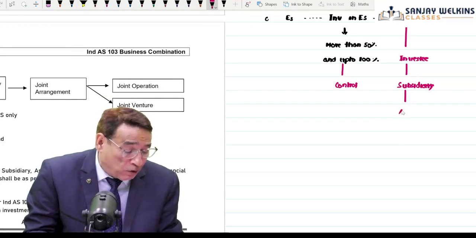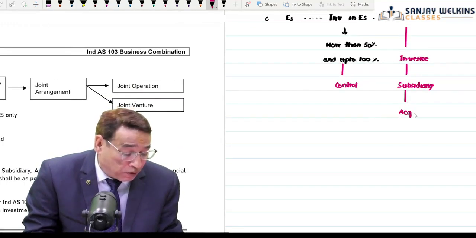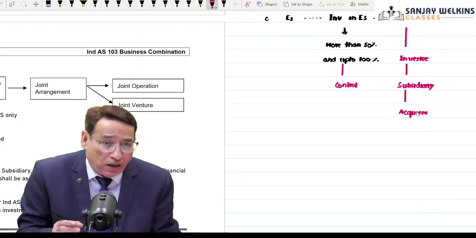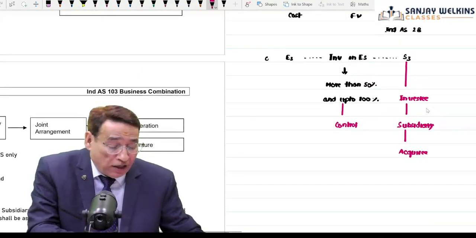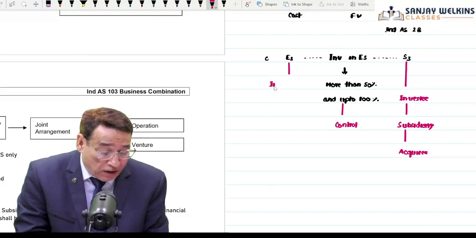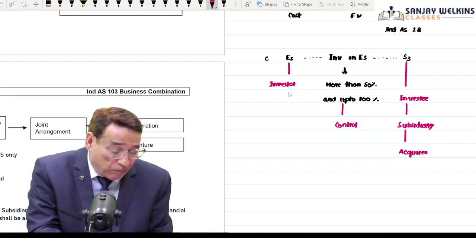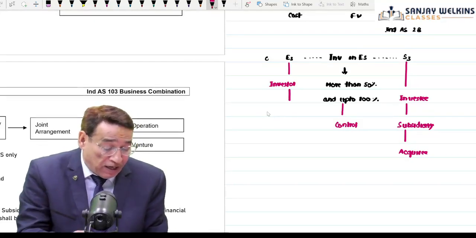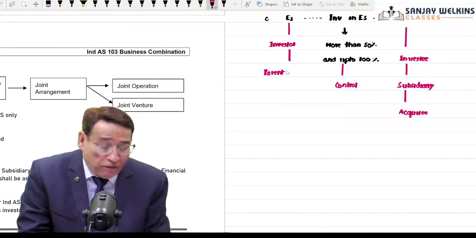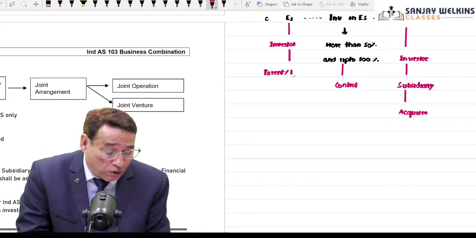Acquiree company, because you have acquired control over this particular entity. So this entity will be considered as the investee entity, subsidiary entity, or acquiree company. While E3 is your investor entity, without an iota of doubt. However, this time the investor entity will be considered as the parent entity, because you have control over the other entity. So E3 will be labeled as the parent entity or holding entity.